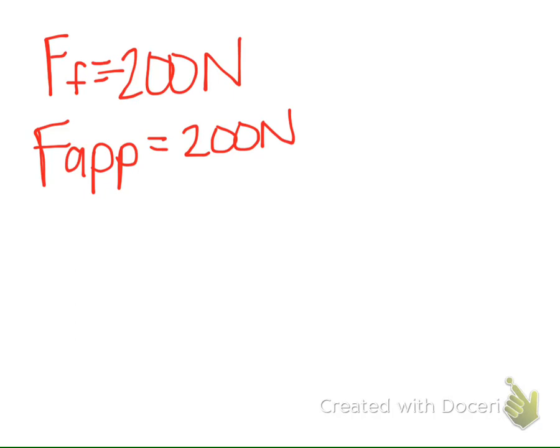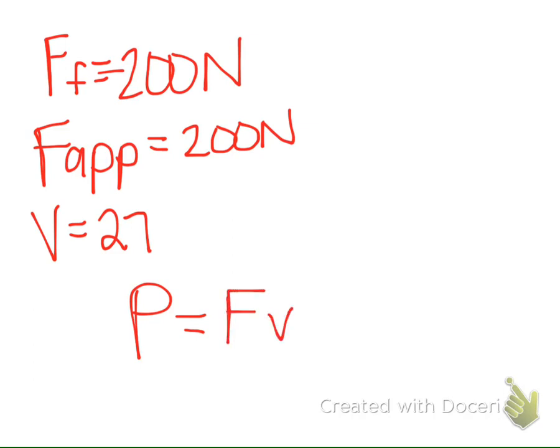And then it also tells us that we have our velocity of 27 meters per second. If I want to find power, which equation can I use? I can use power equals force times velocity. Okay, because we were given both a force and a velocity, so we'll figure out an equation that those fit into.